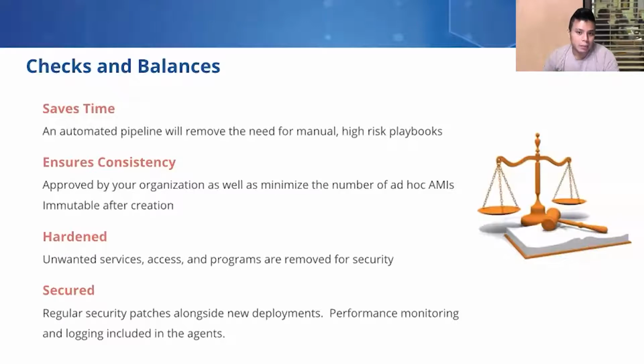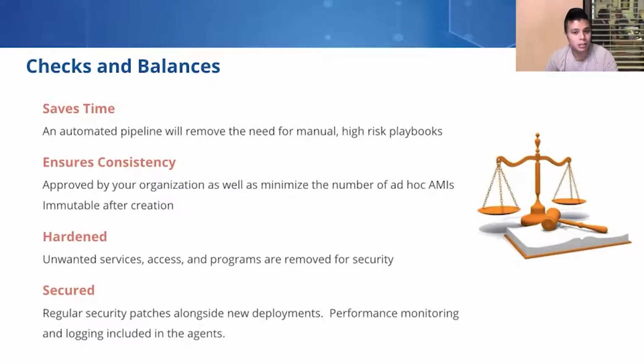Think of a golden AMI pipeline as a perfect way to ensure standardized processes while maintaining checks and balances. First off, it saves time. We can expect an automated process as opposed to a manual step-by-step playbook, which tends to be prone to mistakes. Second, it ensures consistency. Rather than have ad hoc deployments with random floating images, you can restrict your team to only deploy with the approved, secure list of golden AMIs.